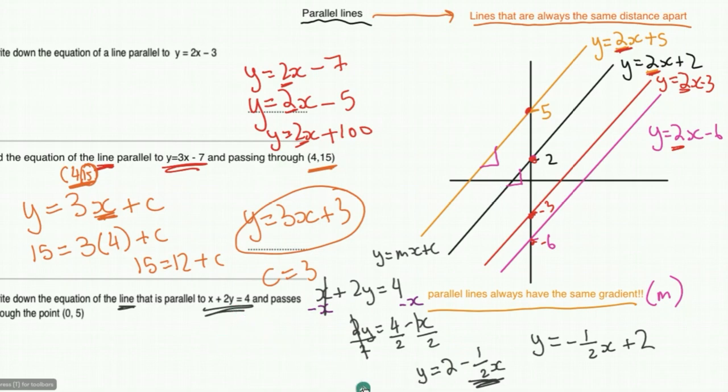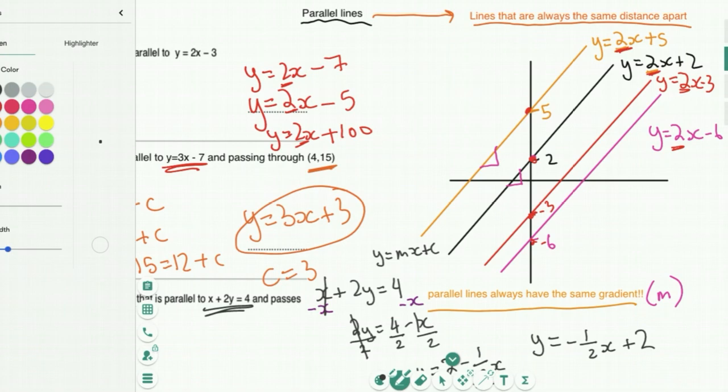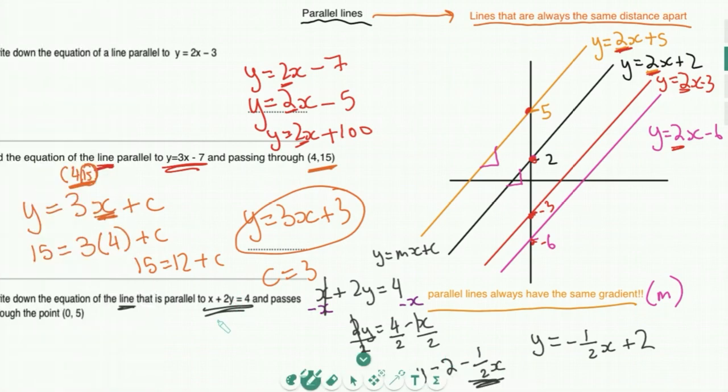So this line, x plus 2y equals 4, is exactly the same as y equals negative 1 over 2x plus 2. And so we can see now our gradient is negative 1/2. So therefore, the gradient of this line we're trying to find must also be negative half because the lines are parallel. So straight away we know it's y equals negative 1/2 x plus c.